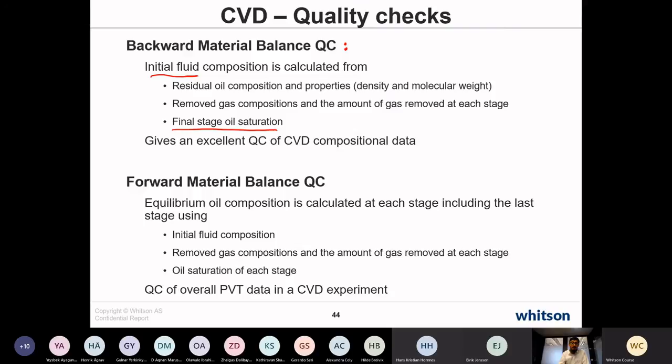And then the forward material balance QC is an overall material balance QC for the CVD experiment, and this is very well explained in the CVD paper. We will upload that paper in the papers folder in the reference directory. Here we calculate the equilibrium oil composition at each pressure stage, using the initial fluid composition and the oil saturation at each stage.